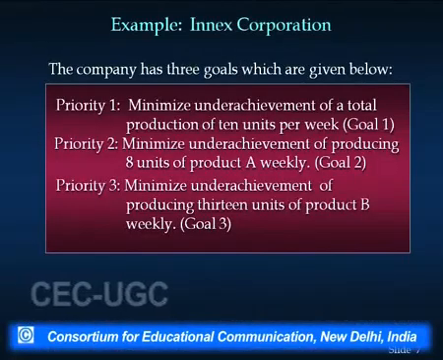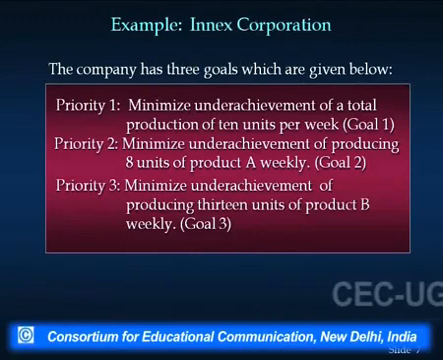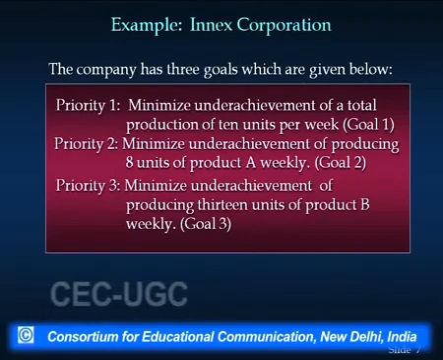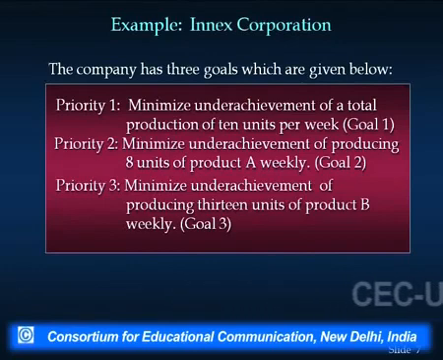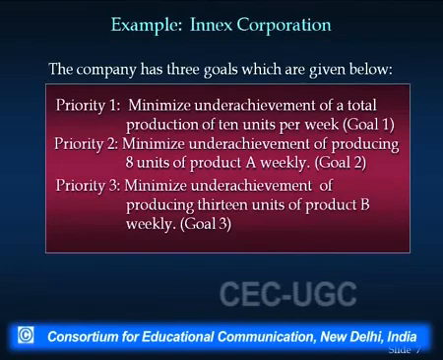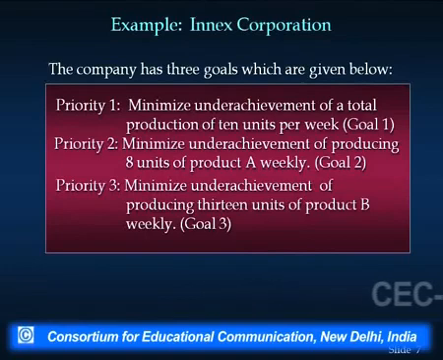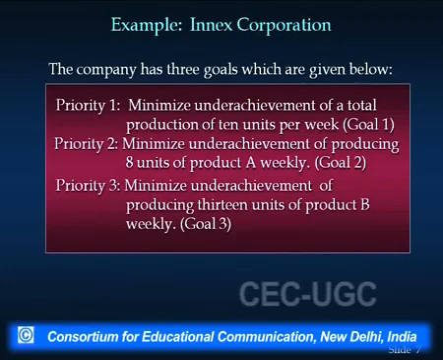Now, the company has 3 goals which are given below. Now we have to discuss the goal programming problem. Priority number 1, minimize underachievement of a total production of 10 units per week. This is goal number 1, priority number 1. Total production of 2 products should be a minimum of 10 in number. Product 1, product 2, if we add them, the total should not be less than 10. This is the priority number 1, goal number 1.